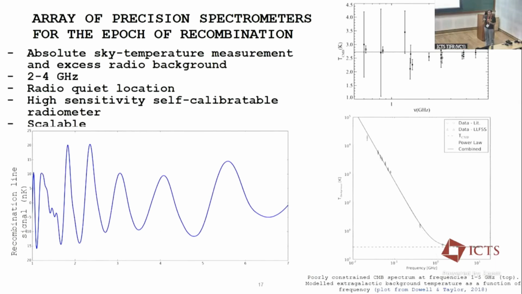So basically get to the COBE FIRAS level accuracy at the few gigahertz frequency range and reduce these error bars I showed you in the first slide. So this is the target of the prototype element.